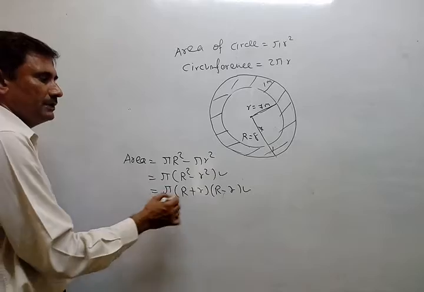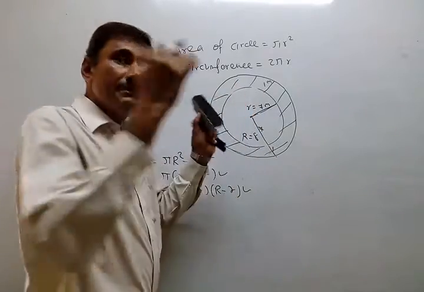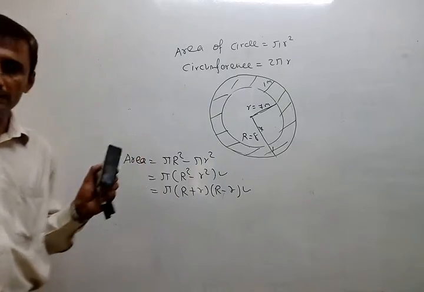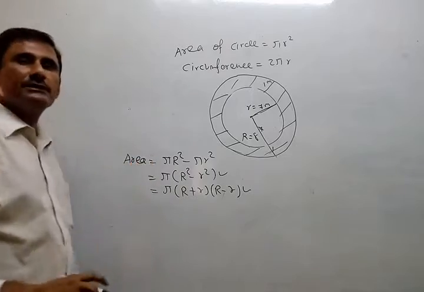So you can use this formula whenever you are asked to find the area of that path which is not the full circle, that is the outer part. So that way you can find the area.